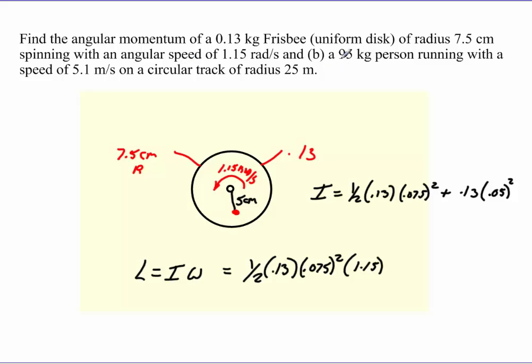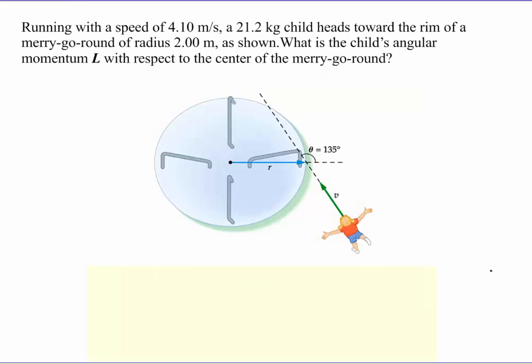Okay, and I won't work this unless you want me to, because I want to get through all this lecture. This one I got a 95-kilogram person running at speed around a circular track. Wouldn't that just be mass times velocity times radius? Agree with that? Okay. How would you do a problem like this?